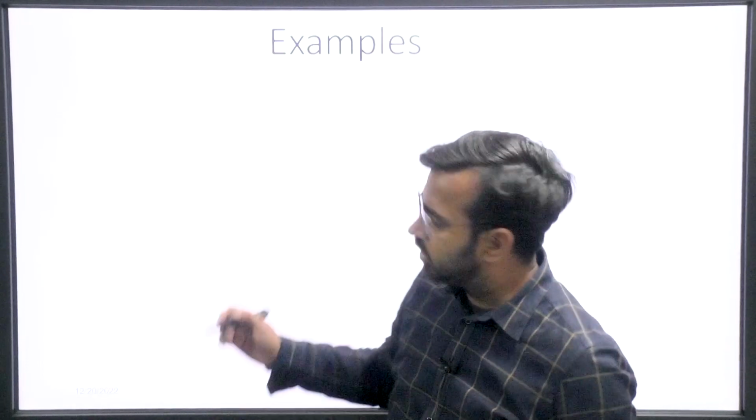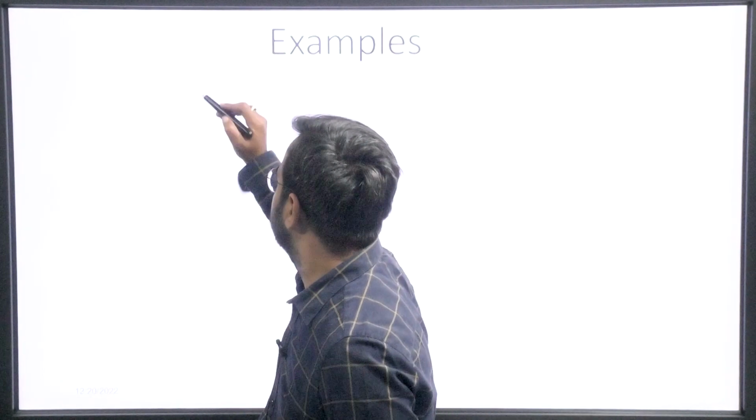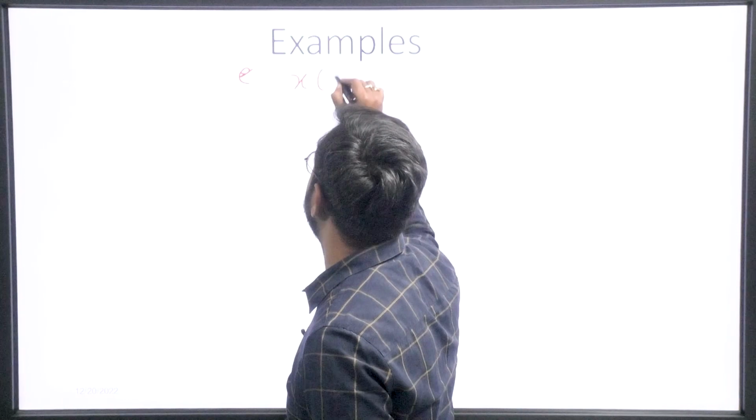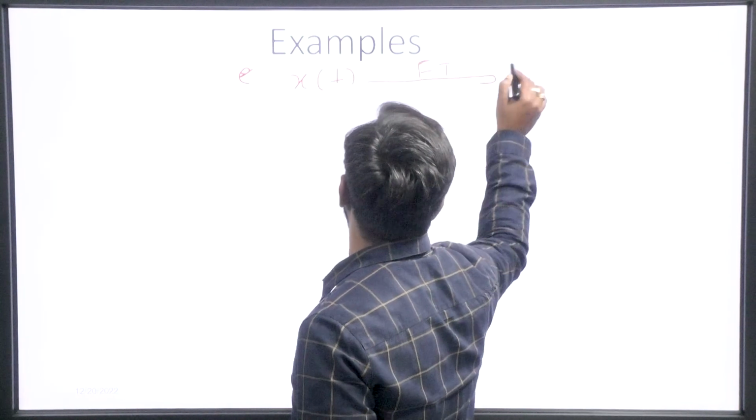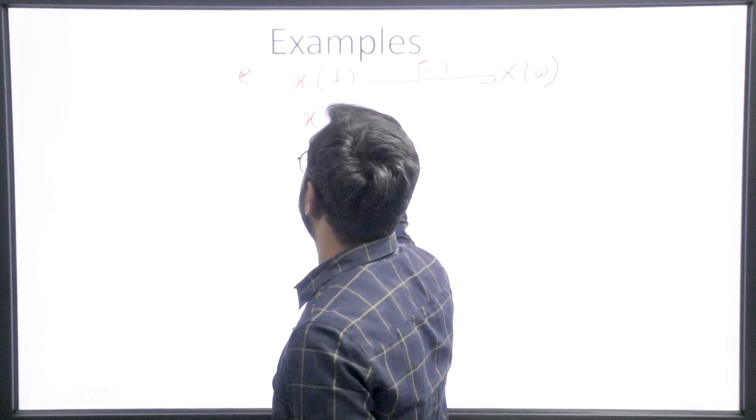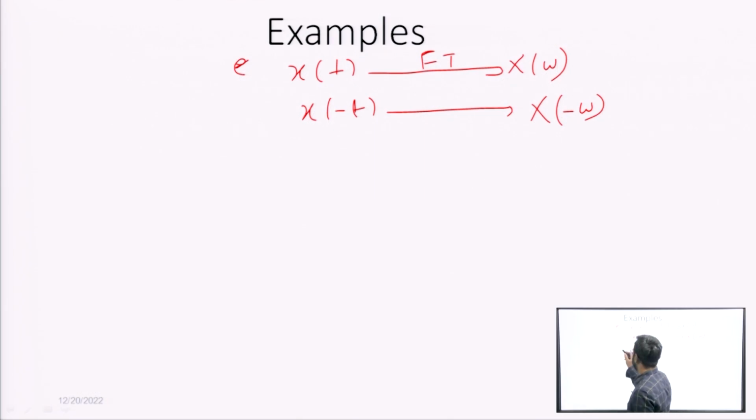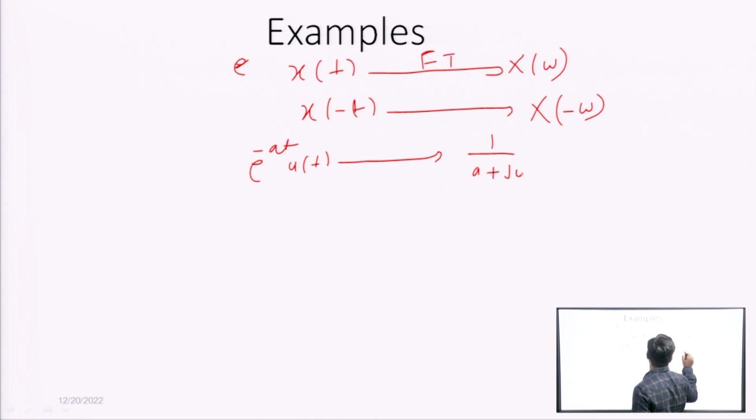Also, as we have seen in the property, if the Fourier transform of x(t) is X(omega), then what will be the Fourier transform of x(minus t)? It will be X(minus omega). So, what we have seen? We have seen e to the power minus a t u(t) has Fourier transform 1 upon a plus j omega. So, if someone asks you the Fourier transform of e to the power a t u(minus t).